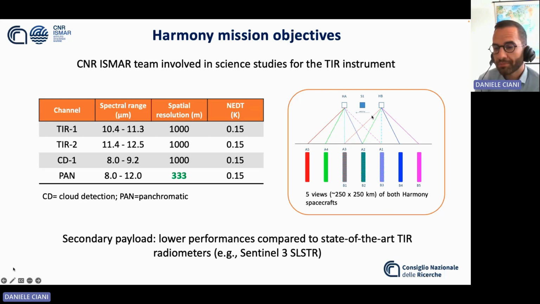Here you also have a more schematic snapshot of the Harmony configuration that just enables to see that we will have different views for each of the two platforms. 5 views for each platform. Each one giving observations on areas of about 250 by 250 kilometers.